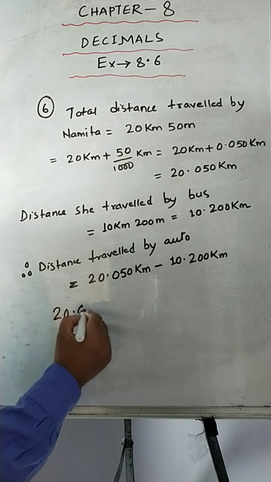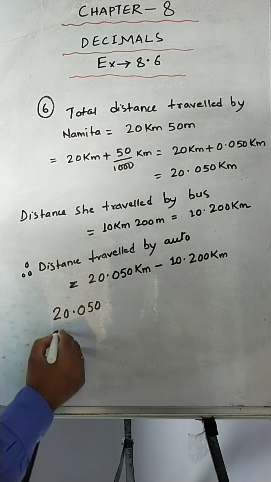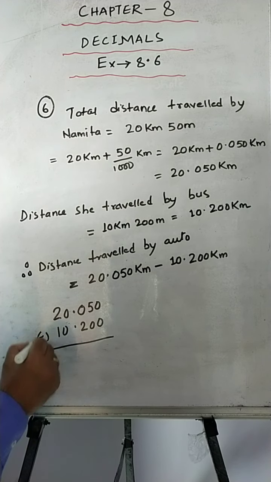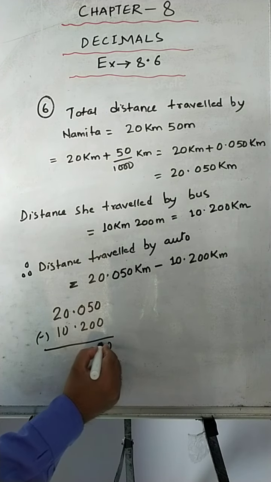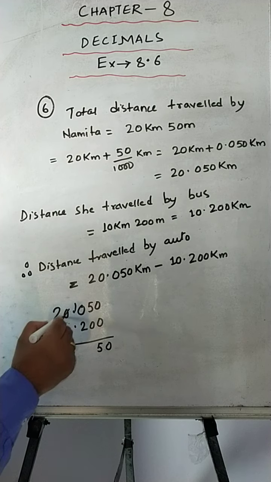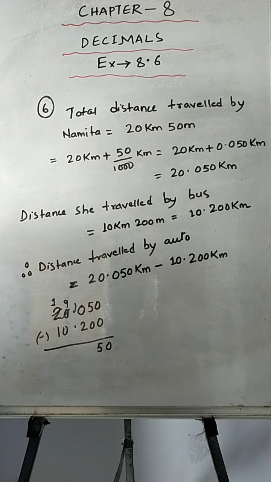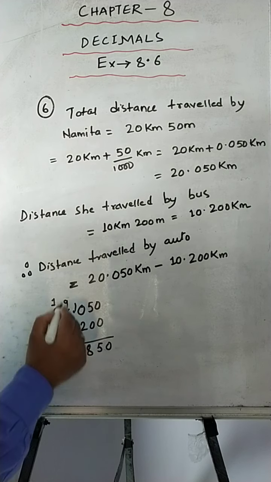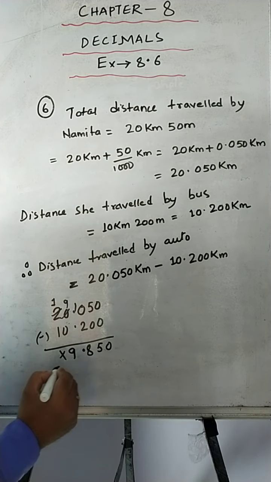That is 20.050 and 10.200. So you have to subtract. So 0, 5, now you have to take one carry here. It will become 9 and it will become 1. So it will be 5. Now 10 minus 2 is what? 8. 9 minus 0 is what? 9, and it will be 0.